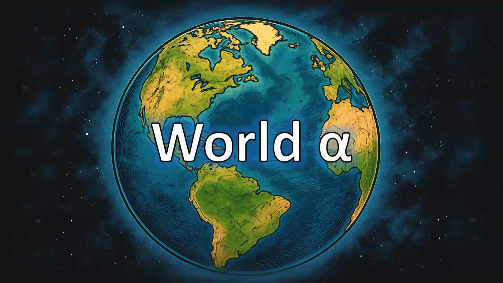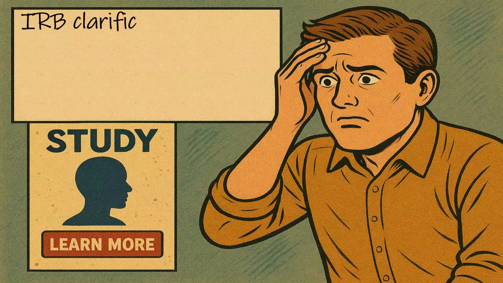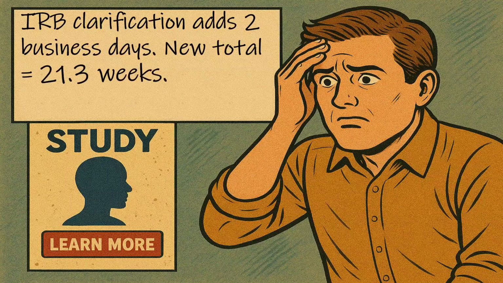So what happens in world alpha? This is one possible world that has its own set of problems, its own set of issues. And one of the days during the project, Alex walks into his office and he sees a note left on the whiteboard from one of his team members. And the note says, IRB clarification adds 2 business days. New total, 21.3 weeks. Mary.